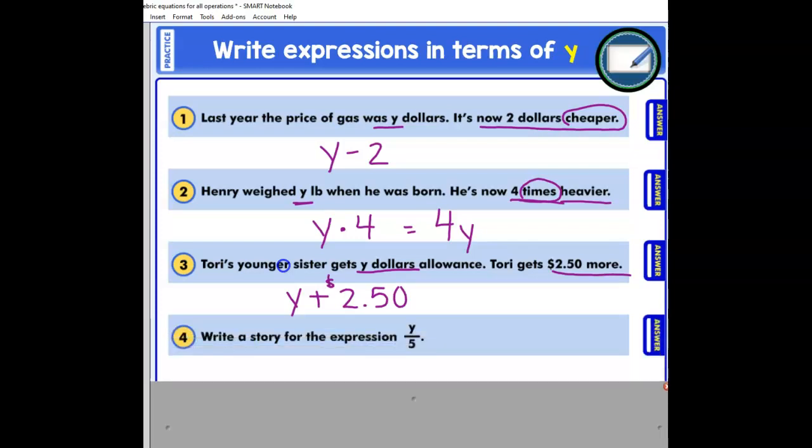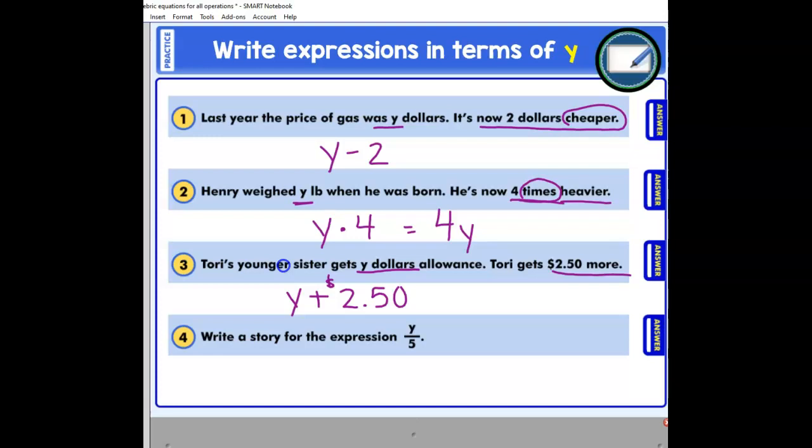And number 4, write a story for the expression y divided by 5. So tell your partner a story that you could use for that. I could have thought about Mrs. Carlson has y cookies. She's going to share them with 5 friends. And that would be y, which is my total number of cookies, sharing with 5 friends would be dividing by 5. Okay?